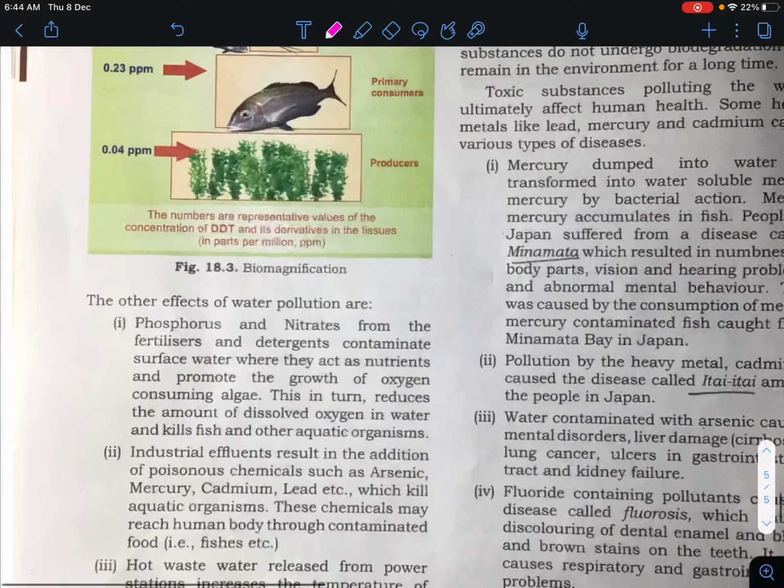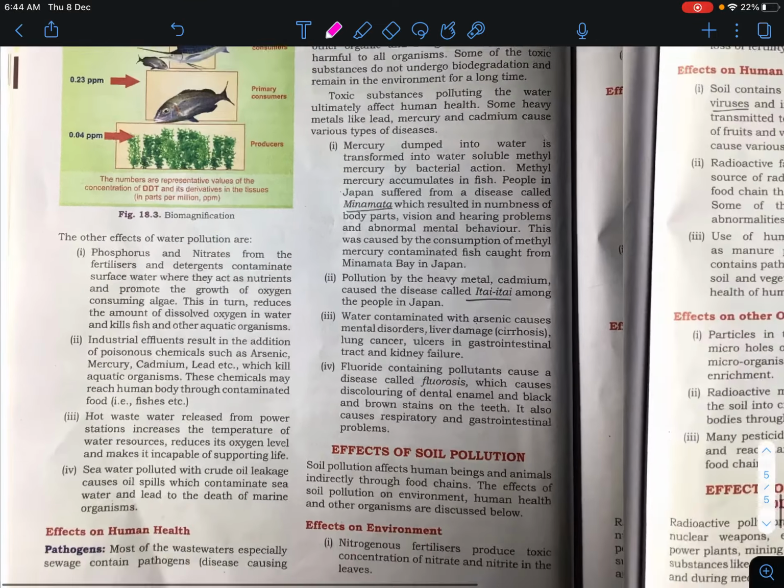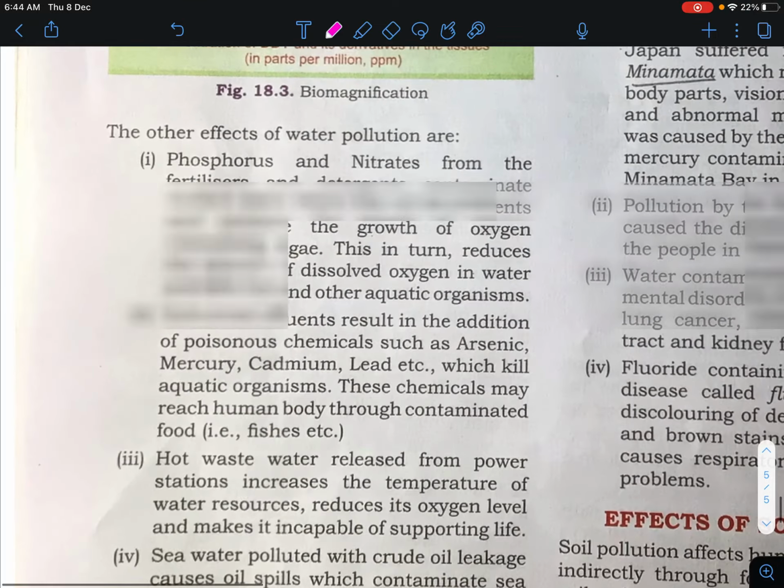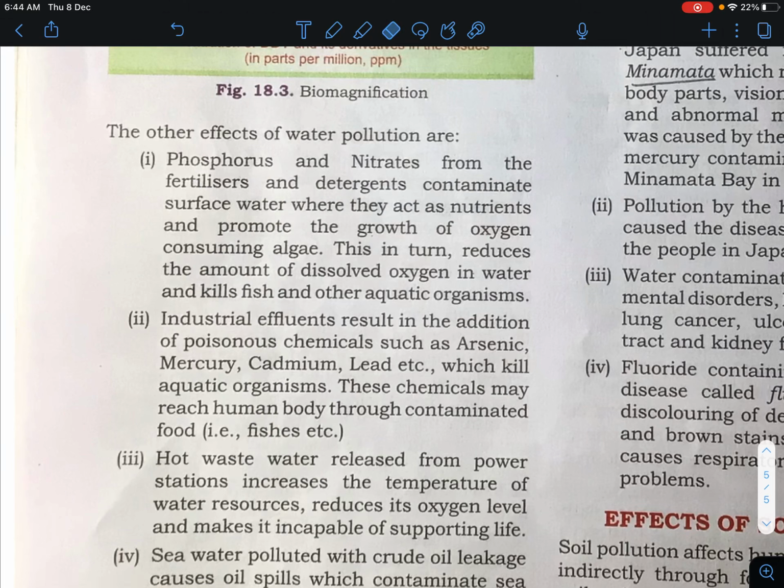Now, the other effects of water pollution involve phosphorus and nitrate. The phosphorus and nitrate from fertilizers and detergents enter surface water, where they act as nutrients and promote the growth of oxygen-consuming algae.